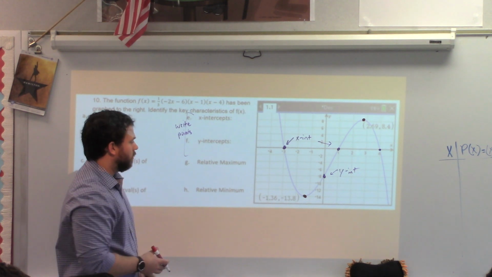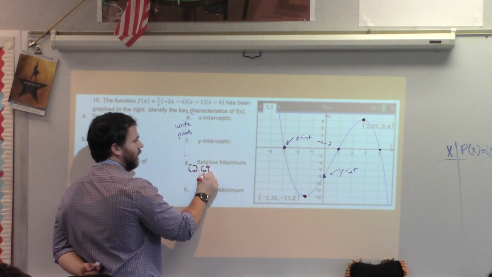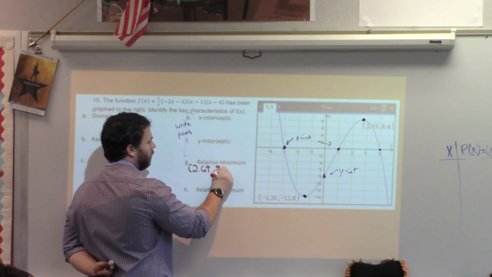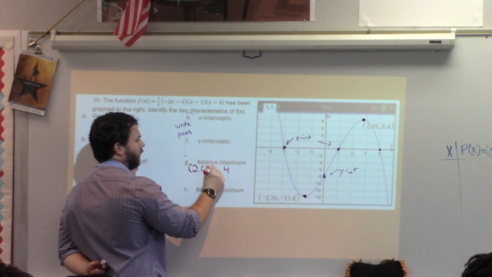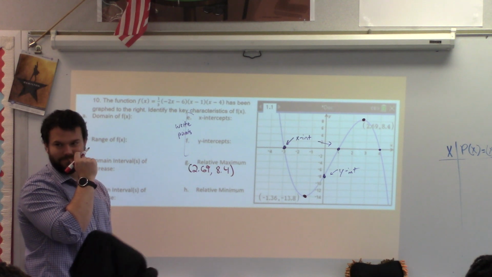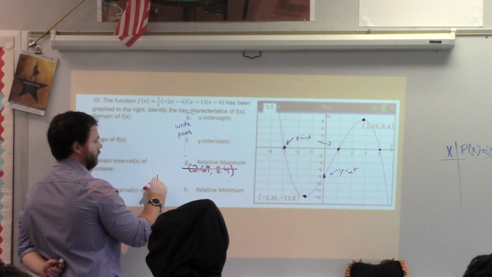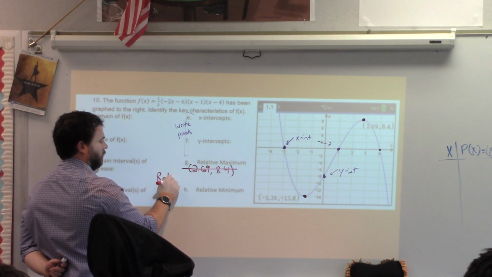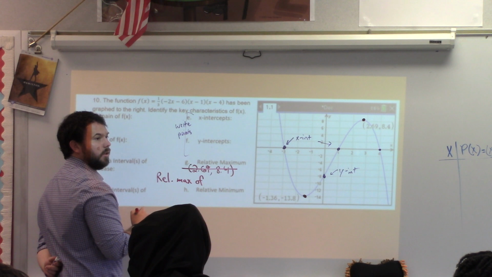However, whether it's relative max or min, should you have written 2.69, comma 8.4? Is that what I am looking for as your final answer? No. Does anyone know what we should have written here? Relative maximum of, just like we talked about on number 3, relative maximum of what? 2.69.